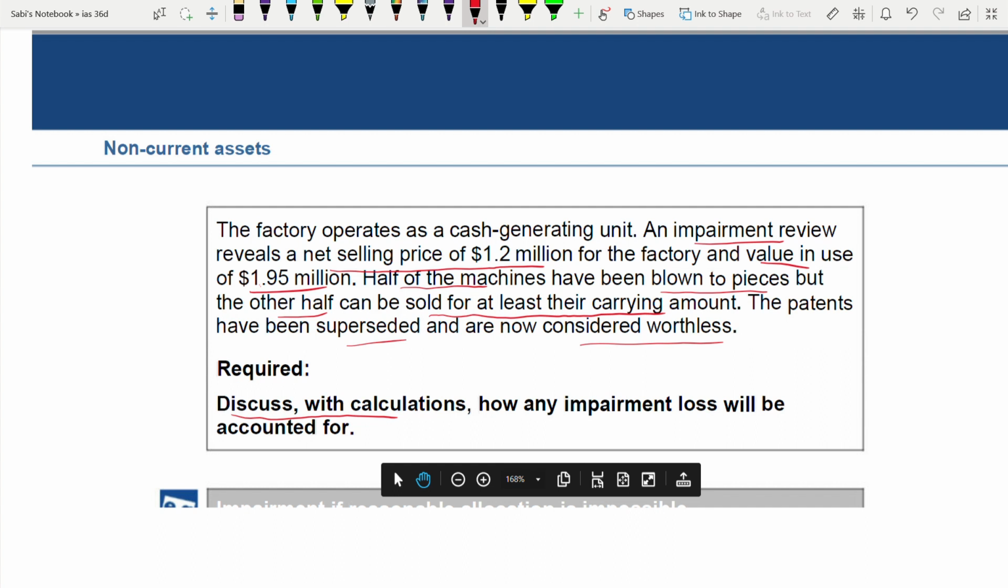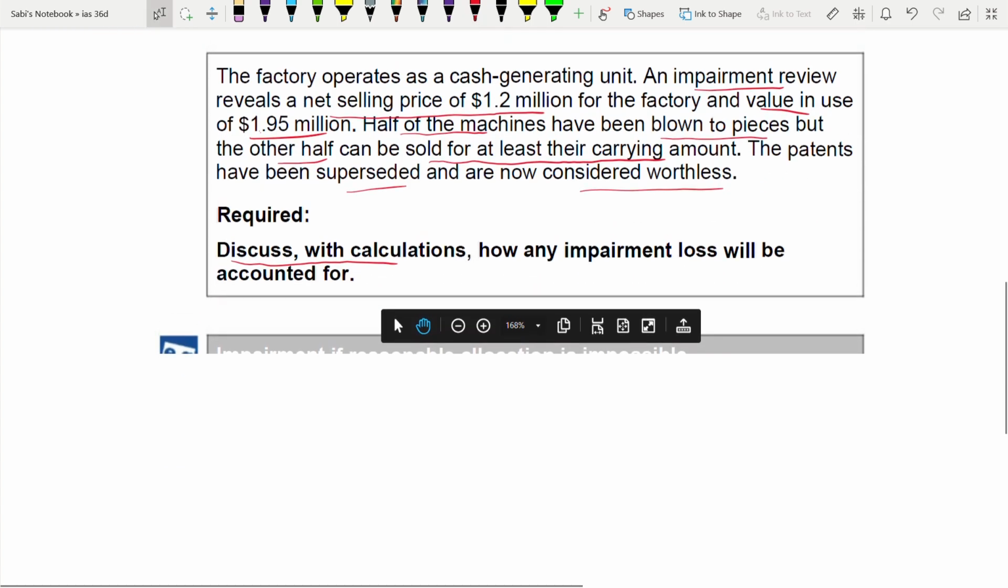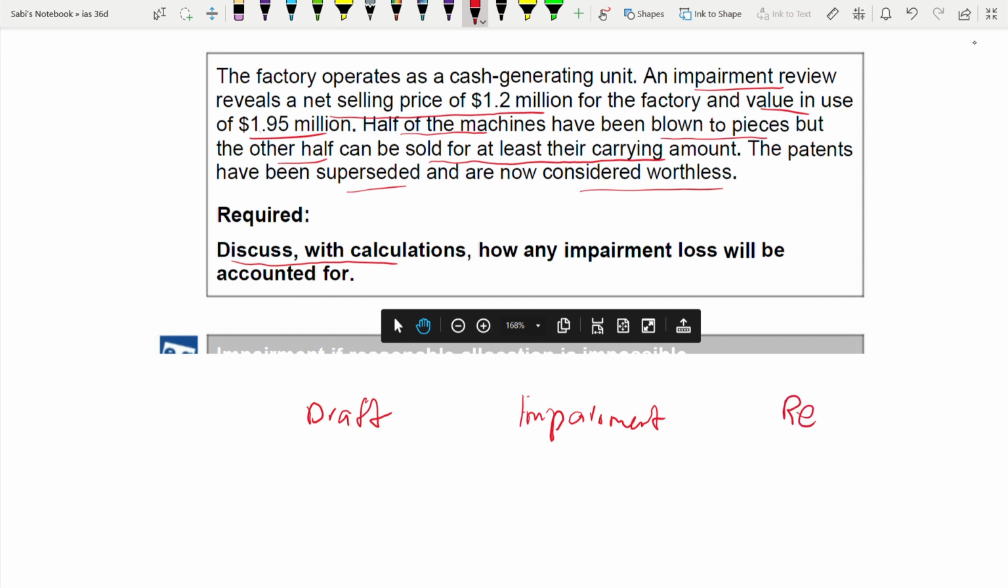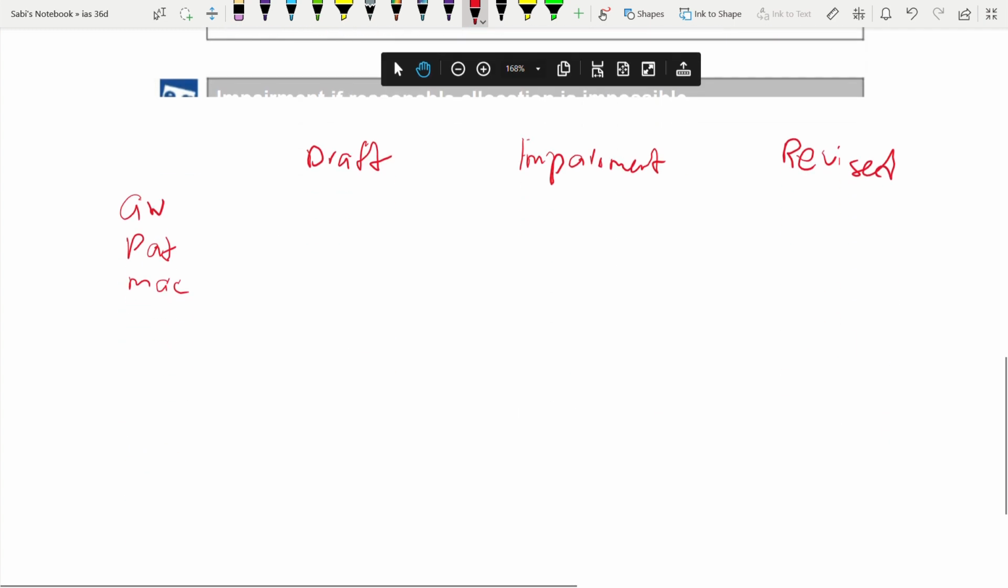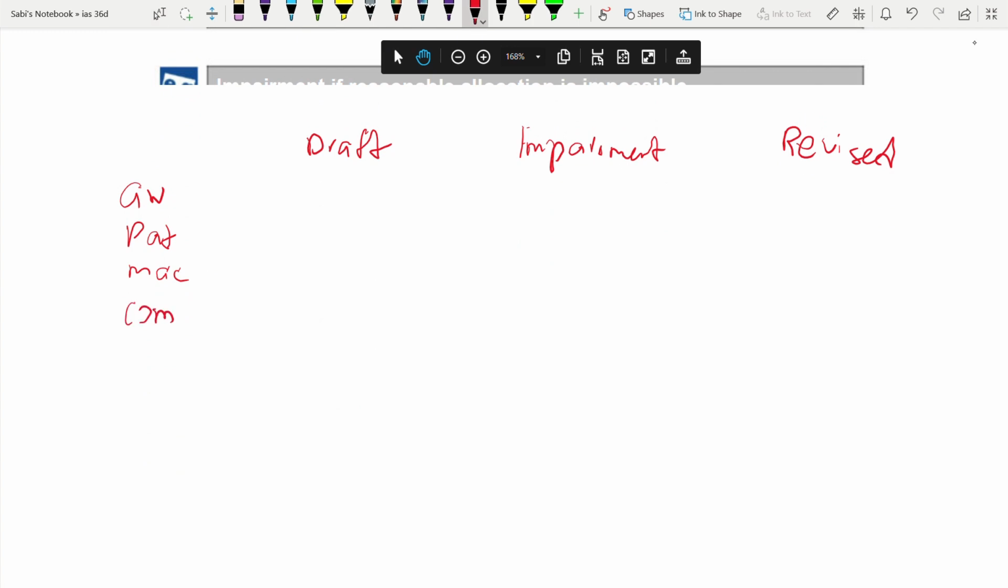So immediately, without much explanation, first we'll go to the table. Okay. Discussion part you can do it, but let me show you the calculation part. So here draft, impairment, and revised. You have been given all the assets list: goodwill, patent, machines, computer, and buildings.